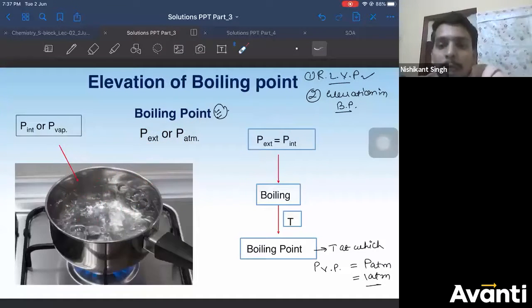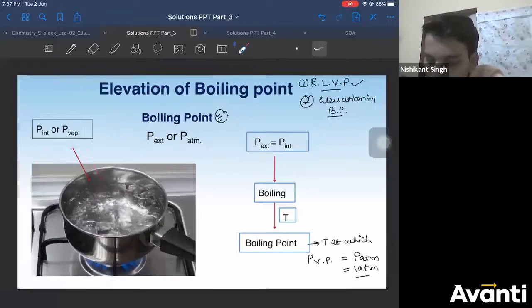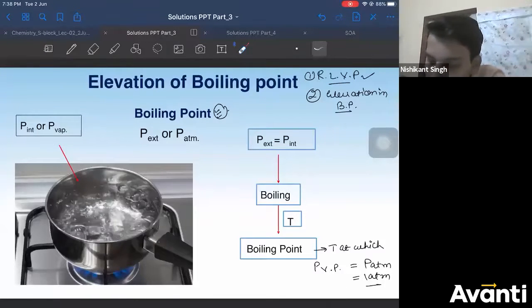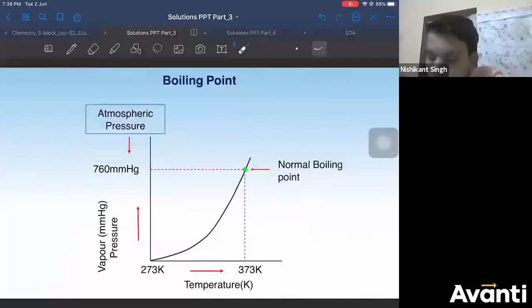So I'll repeat again. What is boiling point? Boiling point is the temperature at which the vapors of the liquid will exert a pressure equal to 1 atm. If the vapors of the liquid are exerting a pressure of 1 atm, then that temperature is called the boiling point of the liquid. I hope the definition is clear, right? This is what is represented over here, guys.